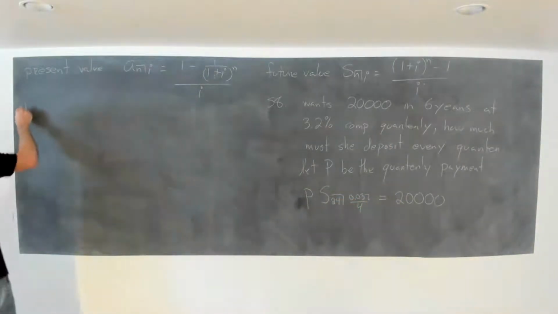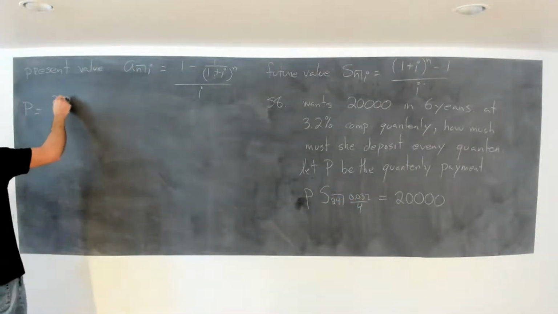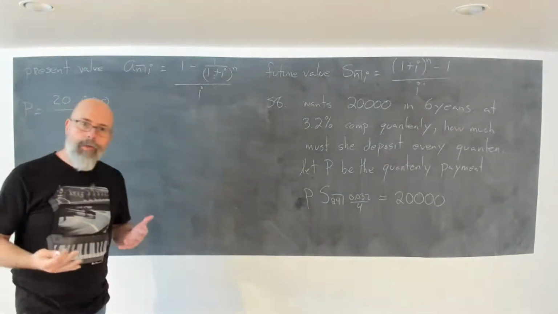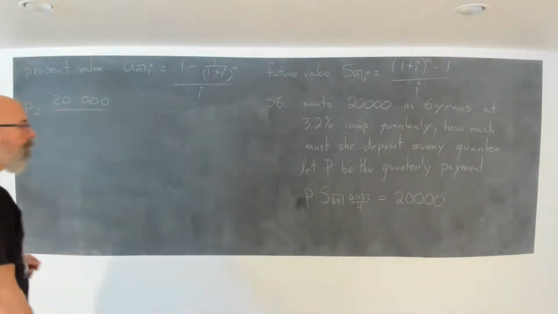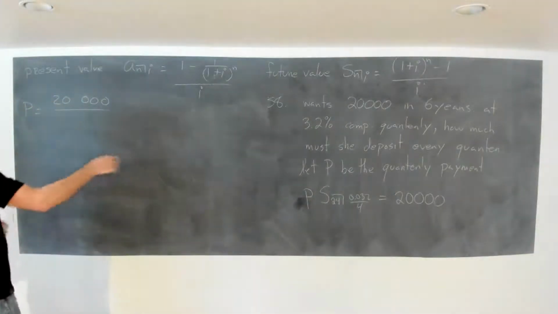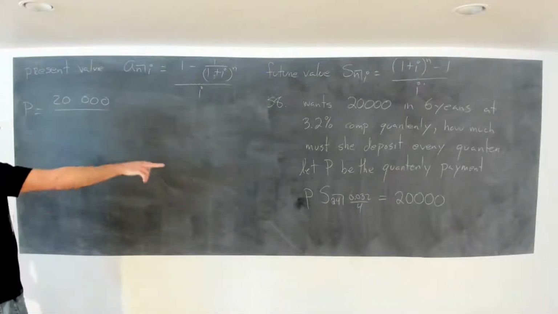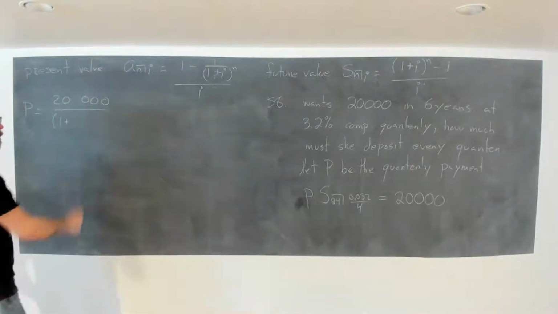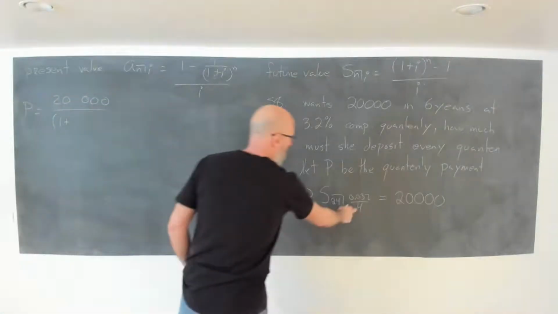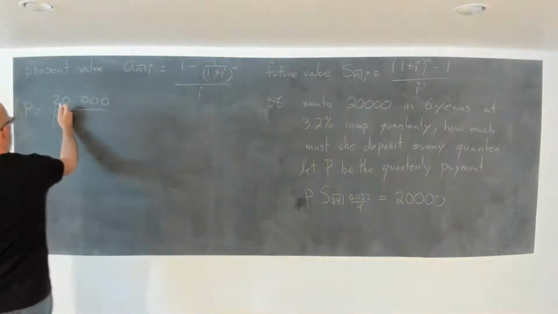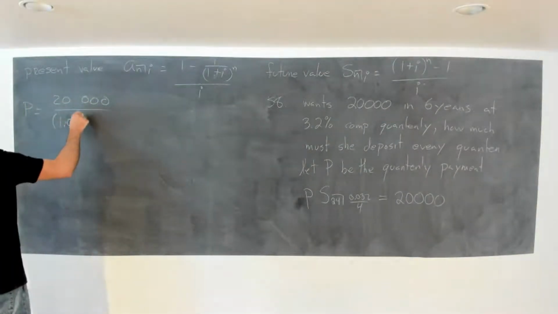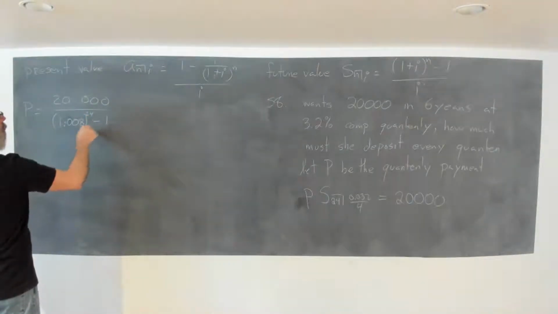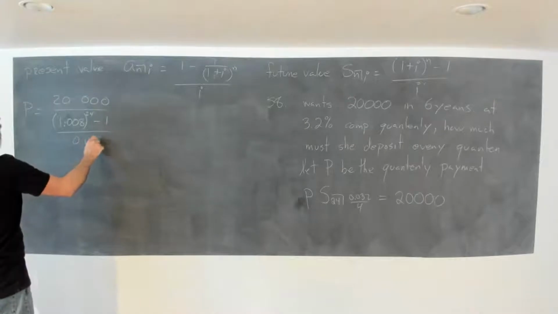Again, it's always just the one formula. Write down the scenario that's occurring and then solve for the unknown. No need to complicate things. What is that? This is 1 plus 32 divided by 4 is 8. So that is 1.008 to the 24 minus 1 over 0.008.